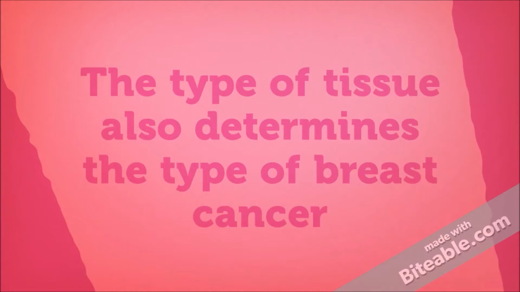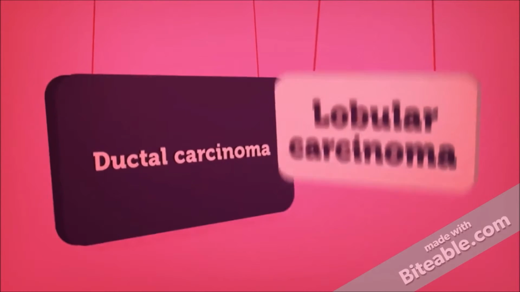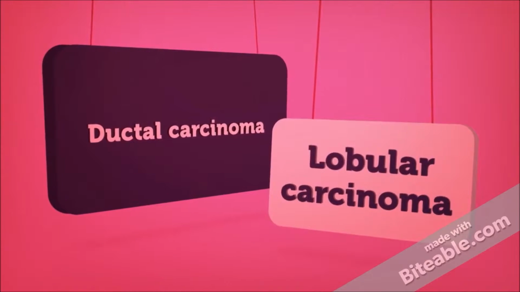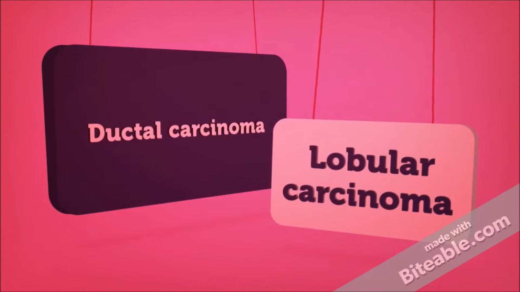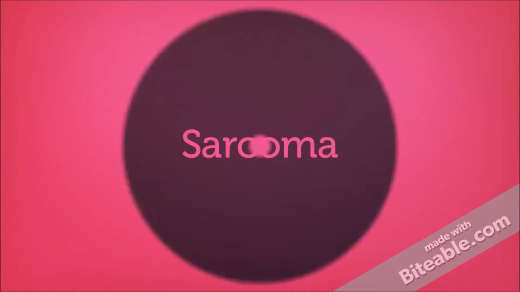The type of tissue that is originally affected defines the type of cancer. The most common type, ductal carcinoma, forms in the lining of the milk ducts. Lobular carcinoma is formed in the lobules, where milk is produced, and the rarest type of breast cancer, sarcoma, is developed in the breast's connective tissue.